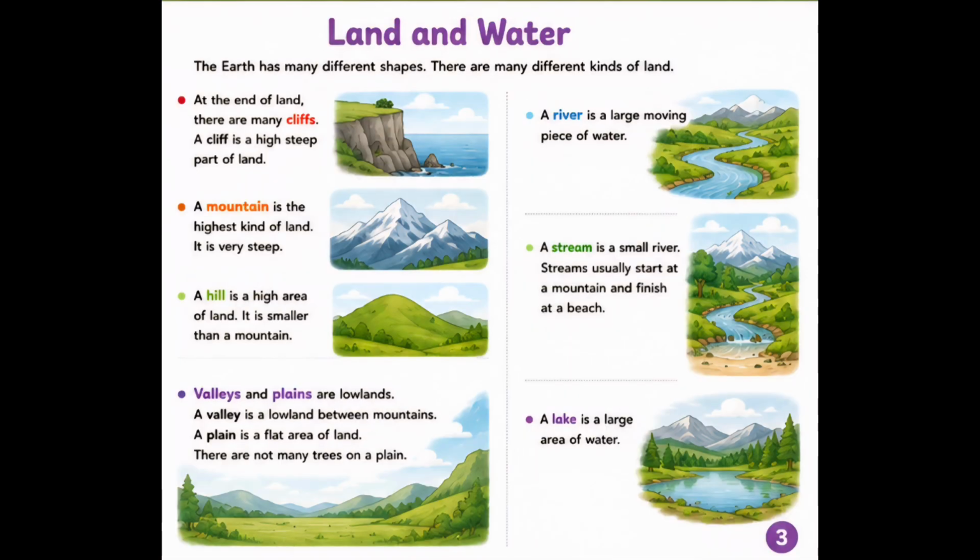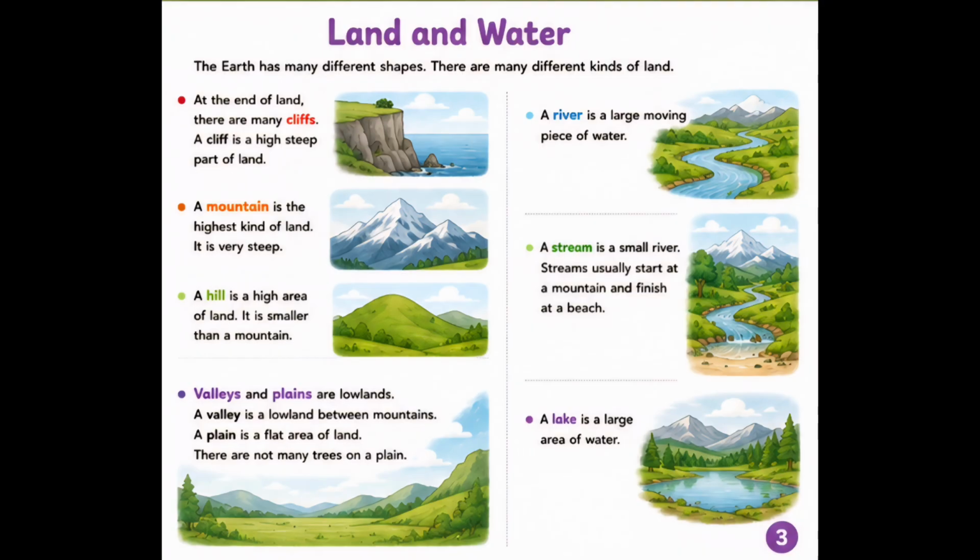Land and water. The earth has many different shapes. There are many different kinds of land. At the end of land, there are many cliffs. A cliff is a high, steep part of land. A mountain is the highest kind of land. It is very steep. A hill is a high area of land. It is smaller than a mountain.